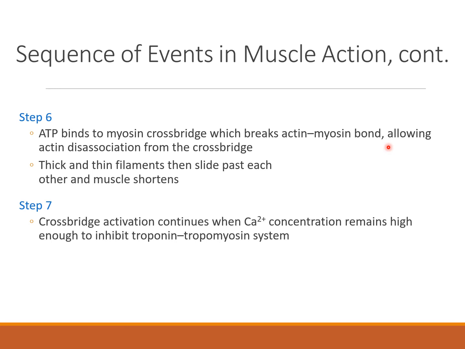That's step 6. Step 7, cross-bridge activation continues when calcium concentration remains high enough to inhibit the troponin-tropomyosin system. So as long as we have calcium in the system and calcium in the sarcomere, there is going to continue to be shortening, as long as that neural input is happening. Okay, so as long as there's calcium there, it's going to continue to shorten.